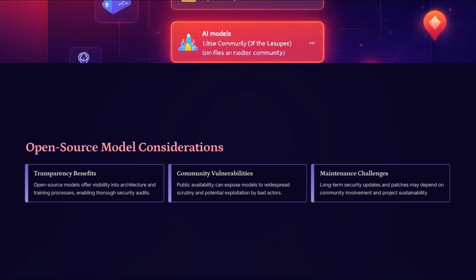However, it's important to be aware of community vulnerabilities. The public availability of these models can attract scrutiny, which unfortunately also opens the door for potential exploitation by bad actors. Additionally, maintenance challenges arise. Ensuring long-term security updates and patches often relies on community involvement and the sustainability of the project. With these considerations in mind, let's explore the critical topic of dataset security challenges. After all, the integrity of training datasets forms the very foundation of our AI systems.